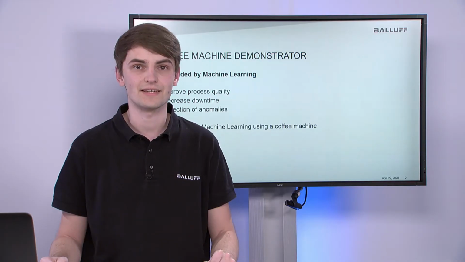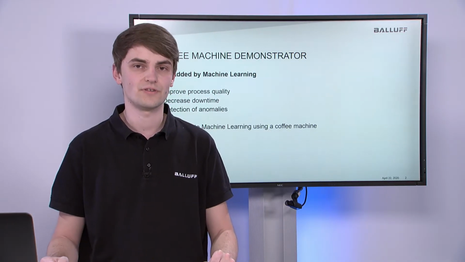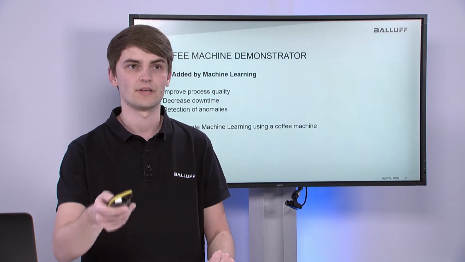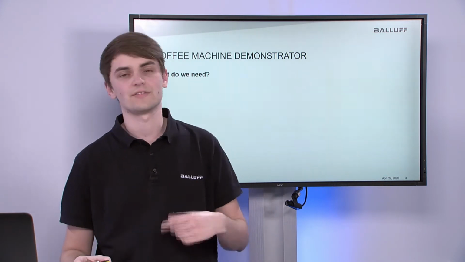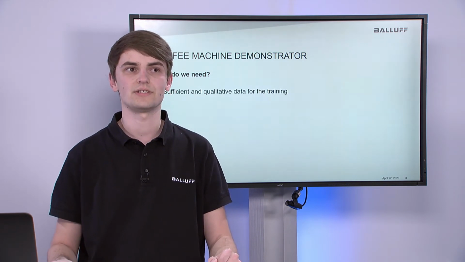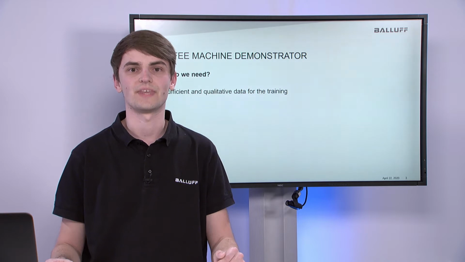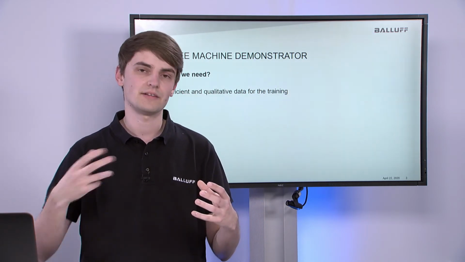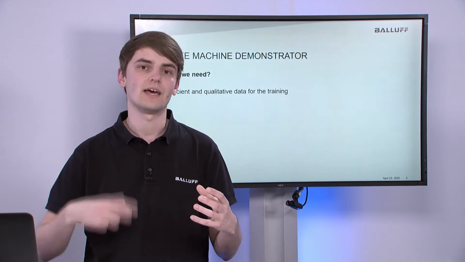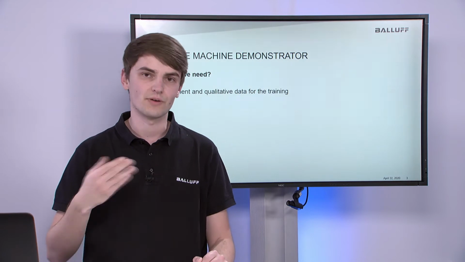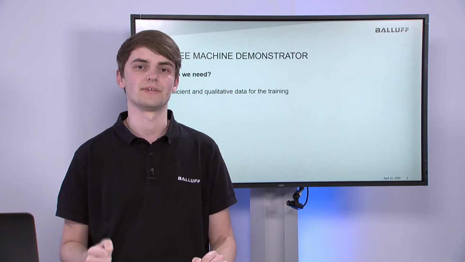To be more precise, I use the vibration of the coffee machine to classify which coffee type is currently being made. So first of all, we have to discuss what we need for this. One thing is sufficient and qualitative data for the training. Sufficient means you need a minimum amount of data depending on your chosen application and your chosen machine learning algorithm. One rule is the more data you have, the more precise your algorithm gets.